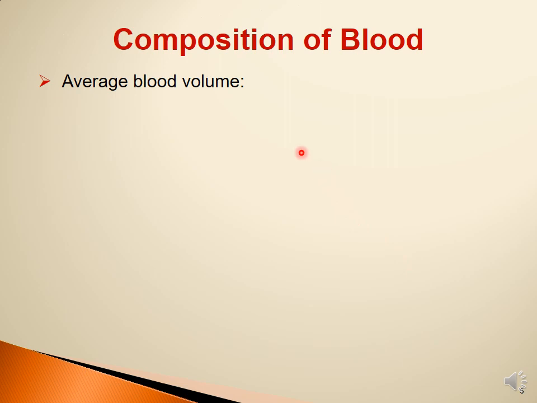Now let's go and talk about the composition of the blood. Blood average volume is different between male and female. In male it is about 5.5 liters, while in female it is about 5 liters. It is a bit less because females usually have on average less body mass compared to males.